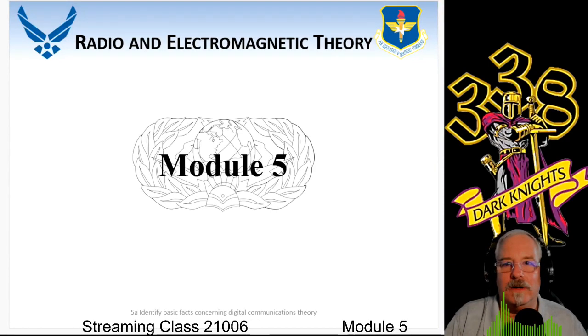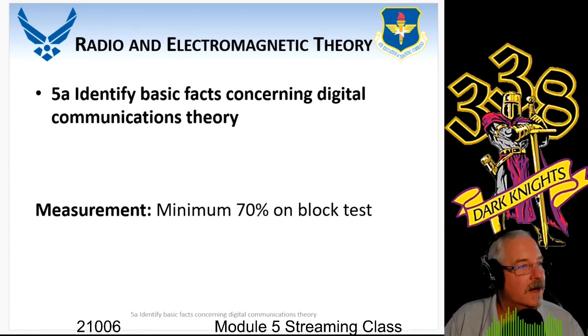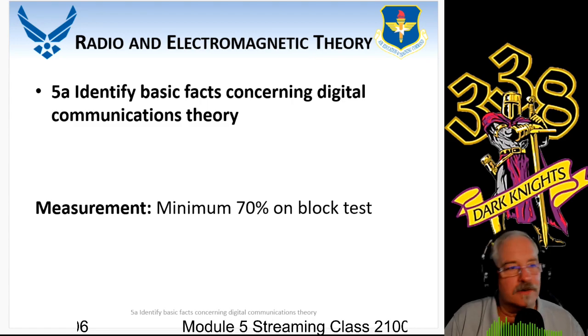And start with 5 alpha. So module 5 alpha, identify basic facts concerning digital communications theory. You have to get 70% or more on the test in order to get through it. It's actually a module test now.